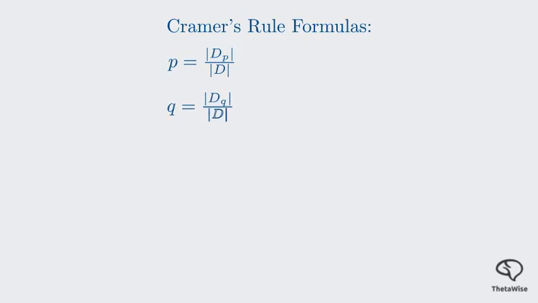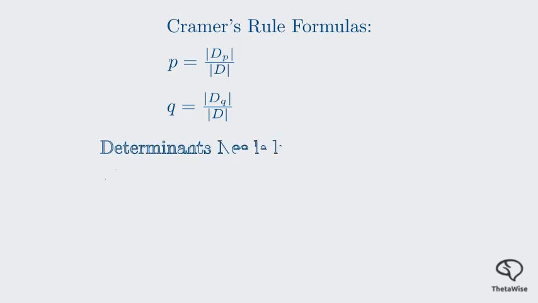Let's first establish the formulas we'll be using for Cramer's rule. This will set a clear roadmap for our solution. The rule provides a direct way to find the solution for each variable using a series of calculations. Here, D represents the determinant of the coefficient matrix, which we'll call the system determinant. D subscript p is the determinant where we've replaced the p column with the constant terms. And D subscript q is the determinant where we've replaced the q column with the constant terms.